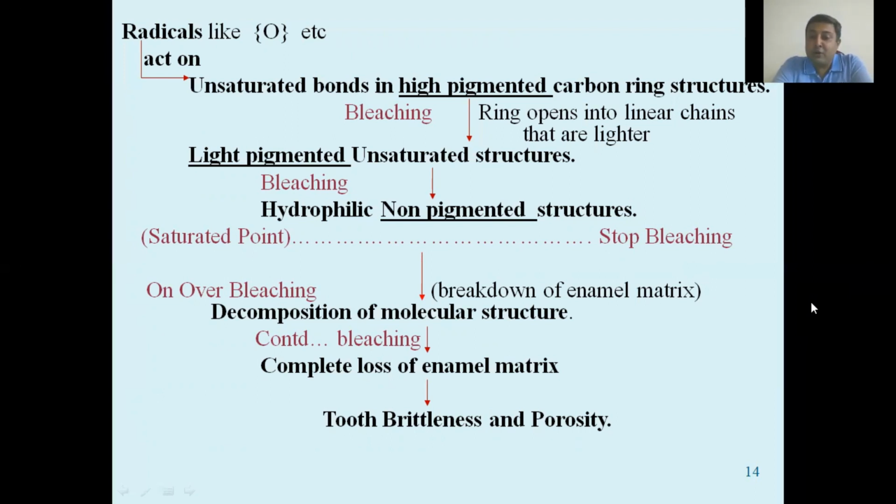Whenever we get hydrophilic non-pigmented structures, this is an indication that we should stop bleaching, or we can say it is the saturation point. The bleaching should be stopped at this point. On continuing the bleaching beyond this point, there will be a breakdown of the enamel matrix, thereby decomposition of molecular structure. On further bleaching, there will be a complete loss of enamel matrix structure. On further bleaching, the tooth will become brittle and porous.